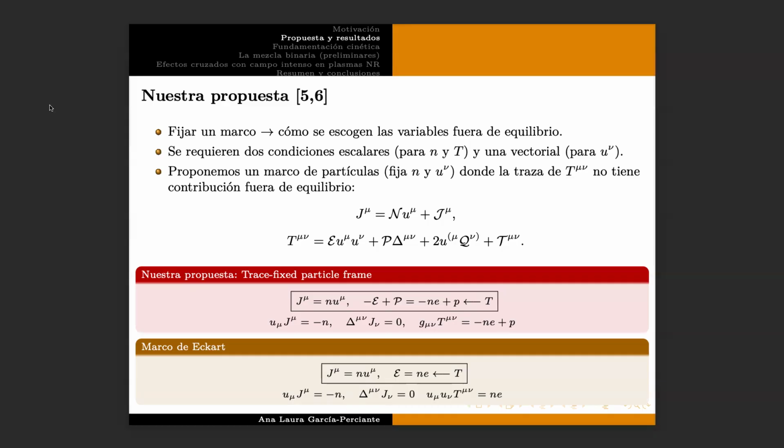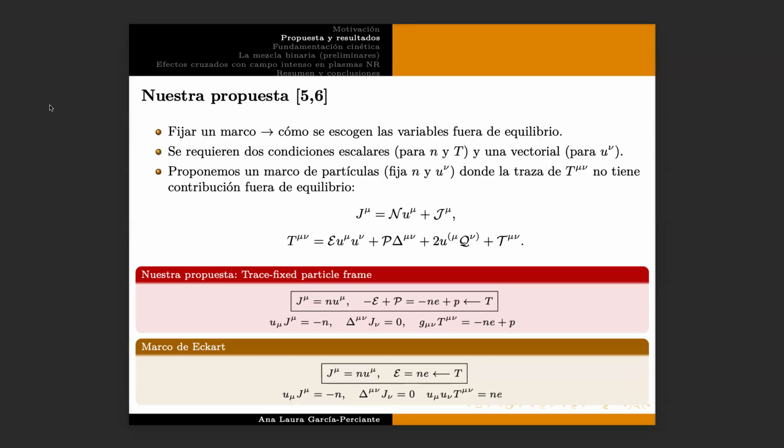So what we propose is a frame which we call the trace fixed particle frame, and it consists in fixing the current to its equilibrium part. Your N is the equilibrium variable, and U also. So in that sense, we're in a particle frame. This first equation here, J, these are the equations from the previous slides. This is the general current, and this is the general stress energy tensor. And we are imposing that J, even out of equilibrium, is just N times U. So that's how we fix one of the scalar quantities and the vector quantity.